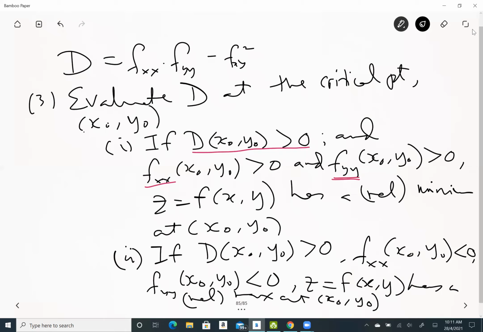Okay, I give you time to write down, because this is not as straightforward as what we have earlier. Here, there are more than one value that you need to look at. First is the value of D. Second are the values of the second partial. Then only we can conclude whether the function has a maximum or minimum at that point. So I give you 2 minutes to write that. Make sure you write this, because it's not as straightforward.